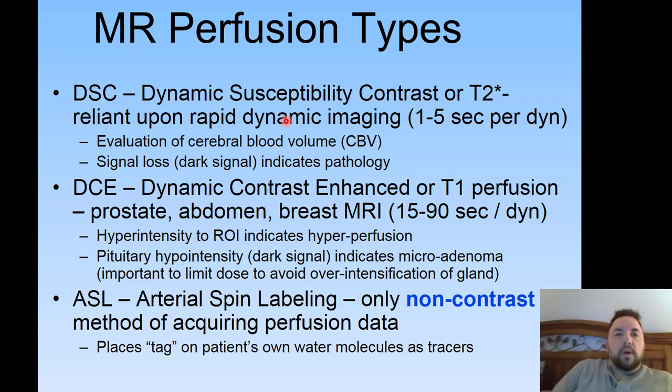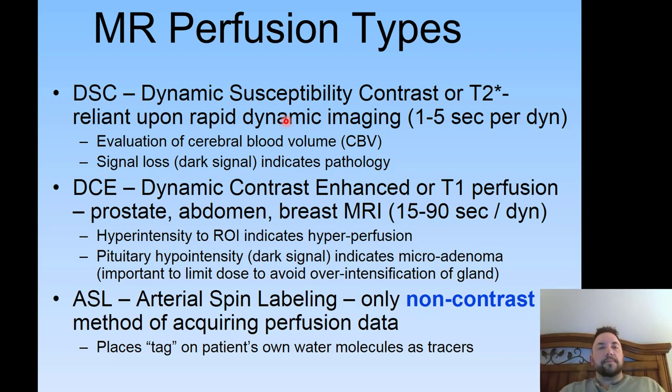So MR perfusion, what are the types? I know we talked about this a couple weeks ago. What are the types of perfusion? Perfusion simply indicates a rapid injection of contrast, or a way that we can look at the viability. How much blood volume is there? So one of the main methods that we often utilize is DSC, dynamic susceptibility contrast, or T2 star. This is reliant upon rapid dynamic imaging, 1 to 5 seconds per dynamic. We want to look at cerebral blood volume, CBV, and signal loss or dark signal is actually what indicates our pathology.